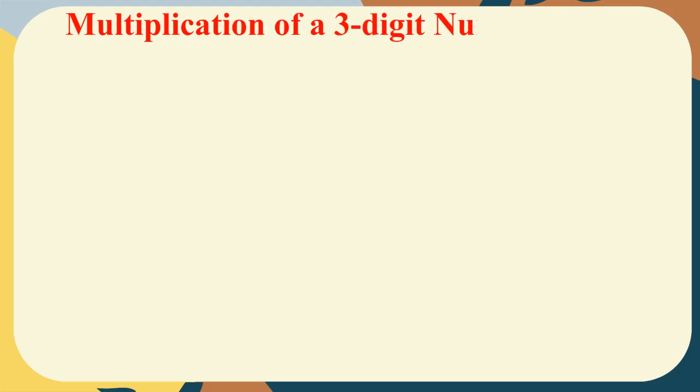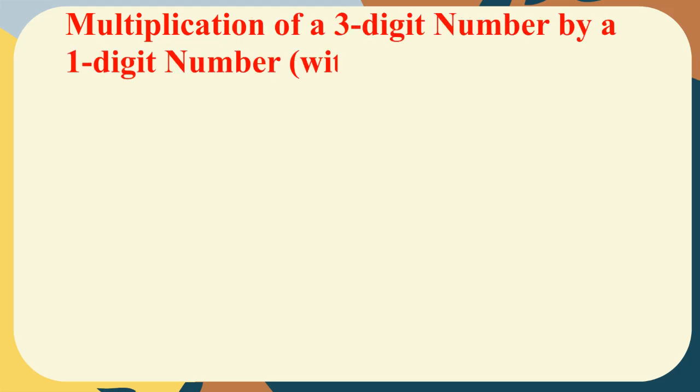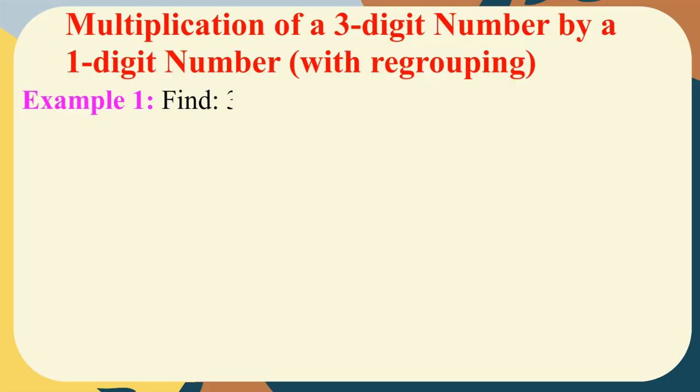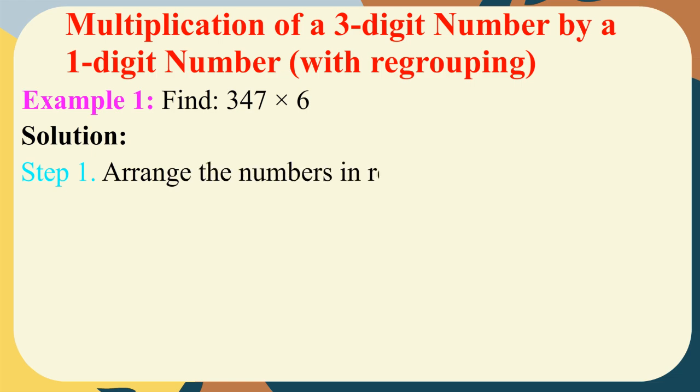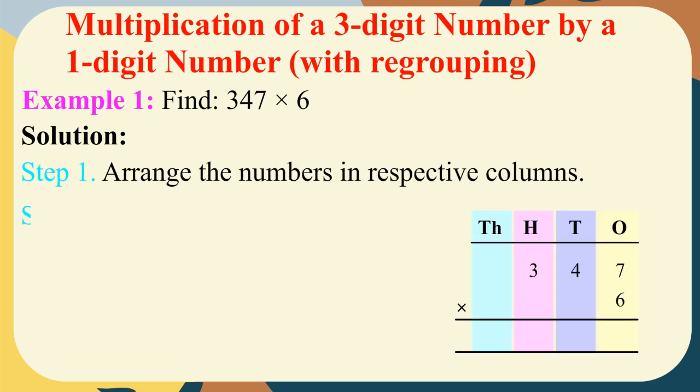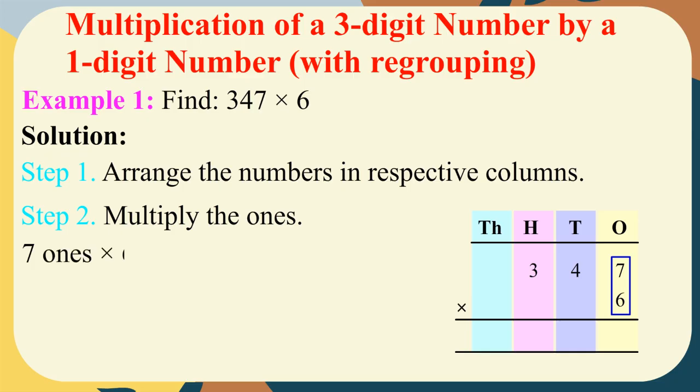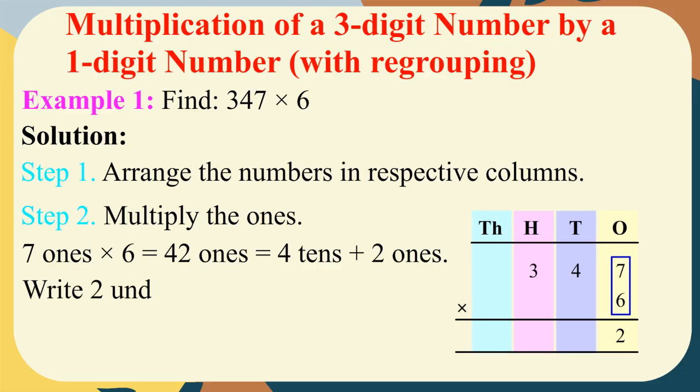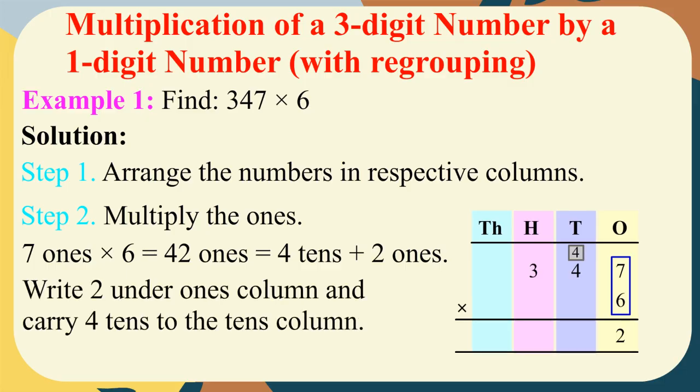Multiplication of a 3-digit number by a 1-digit number with regrouping. Example 1. Find 347 multiplied by 6. Solution. Step 1. Arrange the numbers in respective columns. Step 2. Multiply the ones. 7 ones multiplied by 6 is equal to 42 ones, 4 tens plus 2 ones. Write 2 under ones column and carry 4 tens to the tens column.